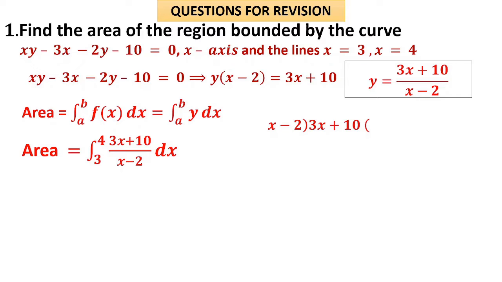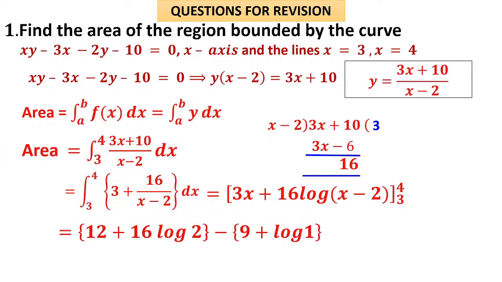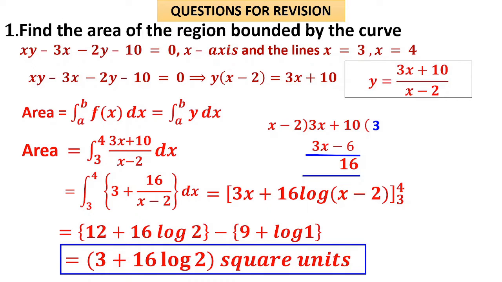But now this is a problem where we have to divide the numerator by the denominator, because this is an improper fraction. When I divide 3x plus 10 by x minus 2, 3 should be multiplied. It will become 3x minus 6, so the remainder is 16. I have to put it in the form q plus r by d. The quotient is 3 plus the remainder 16 upon x minus 2. Now simple integration. The integration of 3 is 3x, and the integration of 1 upon x minus 2 is log of (x minus 2). When I put 4 as the upper limit, it will become 12 plus 16 log 2. When I put the lower limit, it will become 9 plus 16 log 1. When you do the subtraction, the final answer is 3 plus 16 log 2.